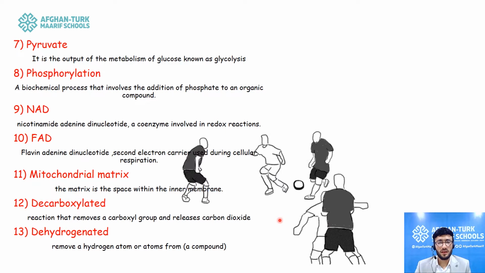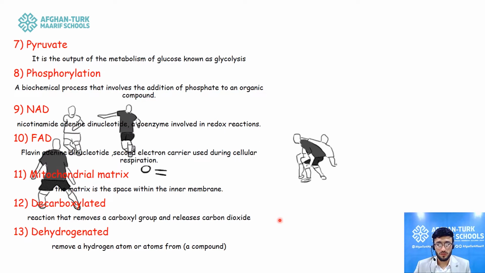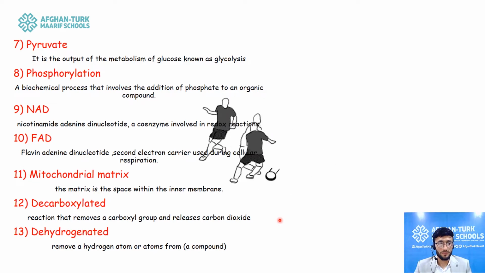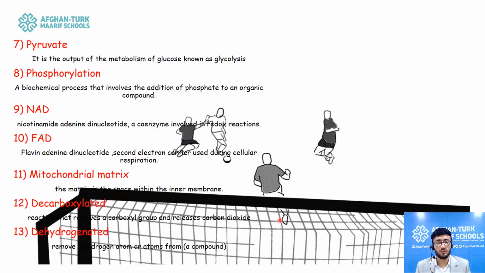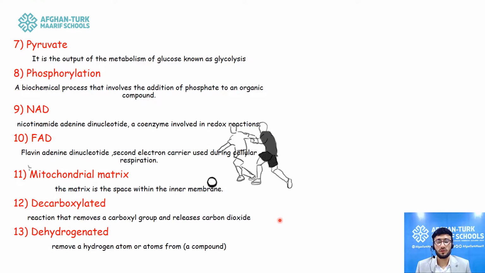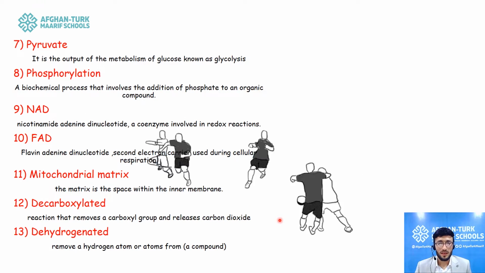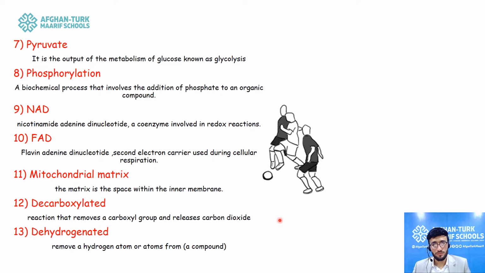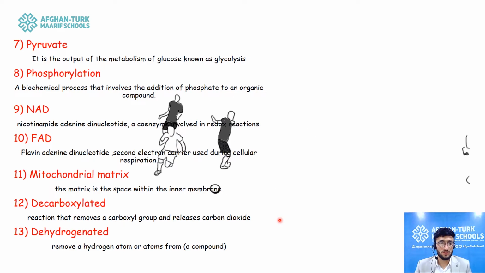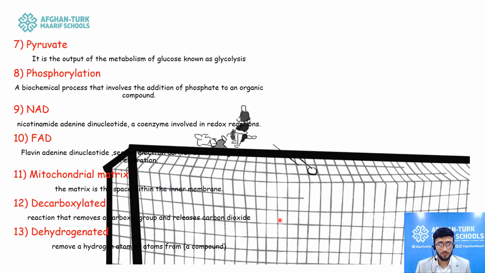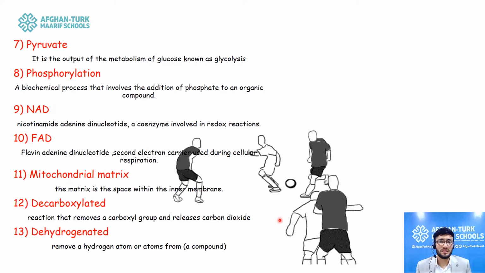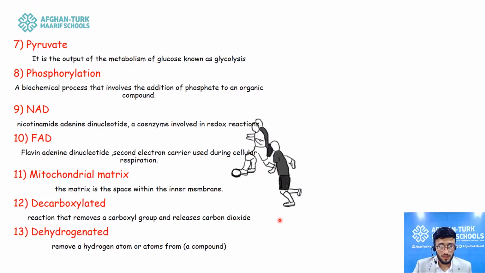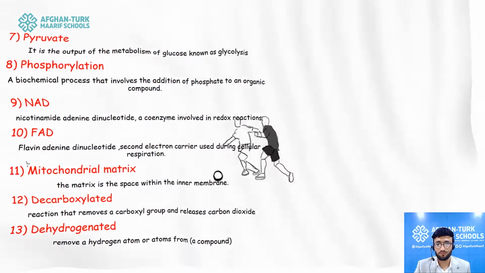Mitochondrial matrix, as you are well familiar, is the inner part of the mitochondria. The terms decarboxylated or dehydrogenated mean that during different types of reactions the carbon is exhaled outside of the compounds in the form of carbon dioxide, so it is called decarboxylated. And also dehydrogenated means when compounds lose their hydrogen atoms.